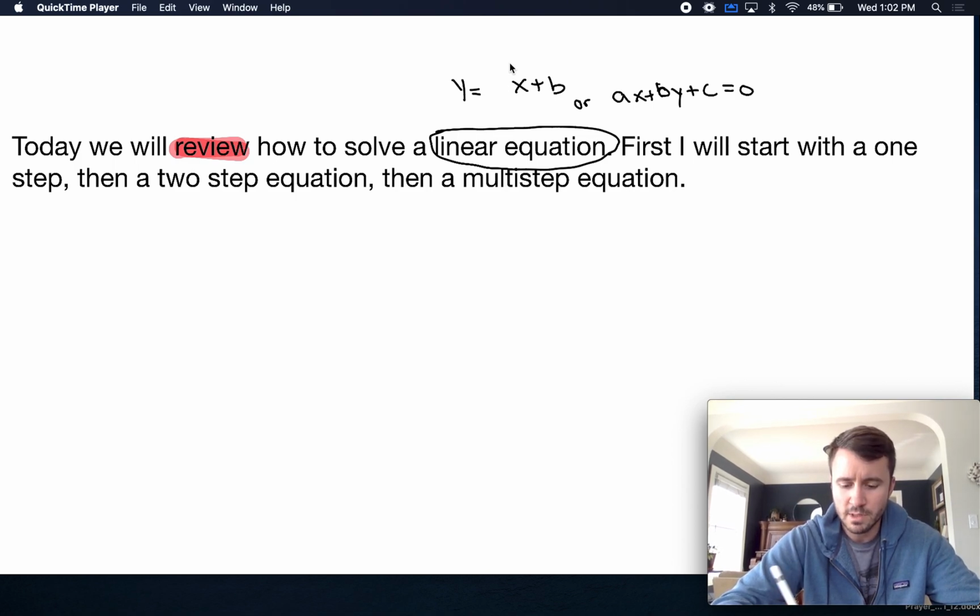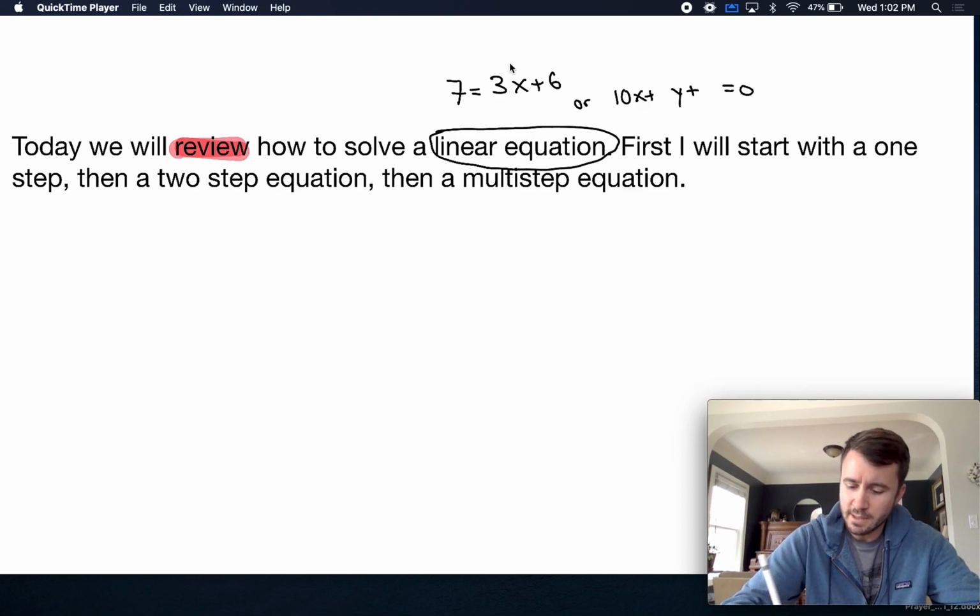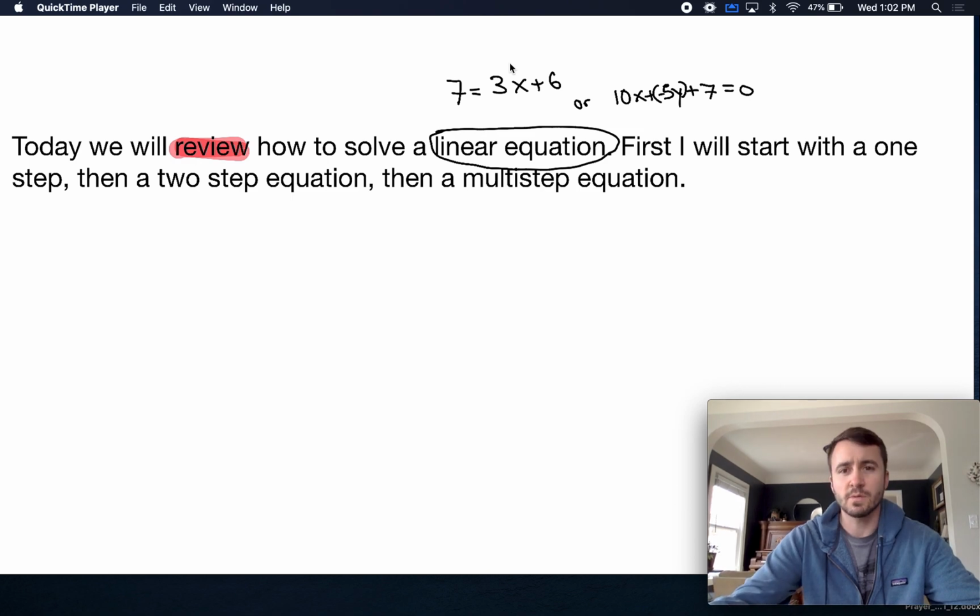So the m could be a 3 and the b could be a 6. Maybe even the y can be a 7. Instead of having an a, a b, and a c, we could actually have something a little bit more like a 10, a -5, and a 7 here. So anything that looks remotely like this is called a linear equation.